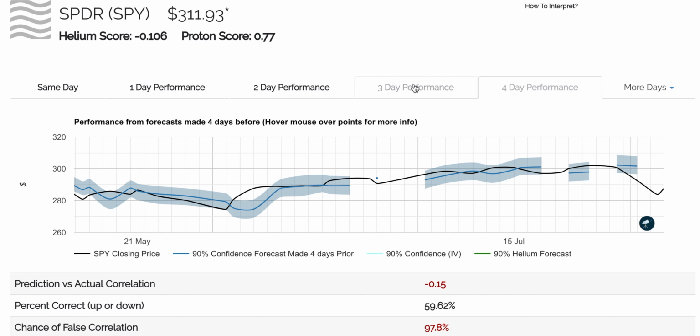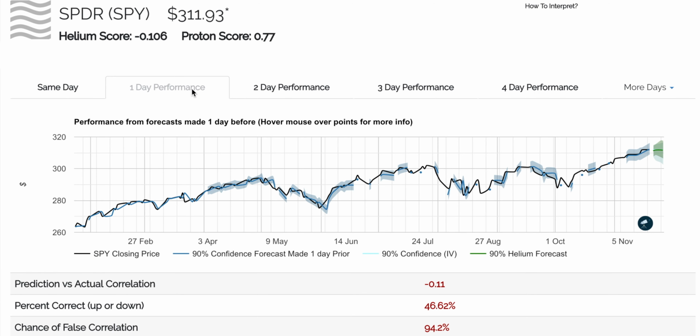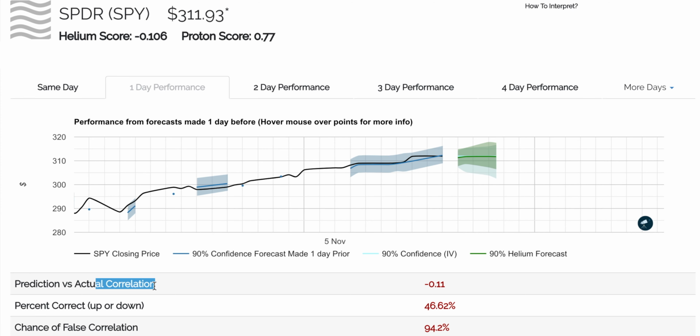By looking at the price performance over different time periods, you can get a better sense of the model's strengths and weaknesses. This is a useful feature for traders because it puts control back in your hands. For example, this model here has a prediction versus actual correlation of negative 0.11, 46% correct, and a 94% chance of a false correlation. Unlike analysts who just assume they're always right, now you can see the actual past performance of this model to judge whether or not you want to trust it to make your trades.